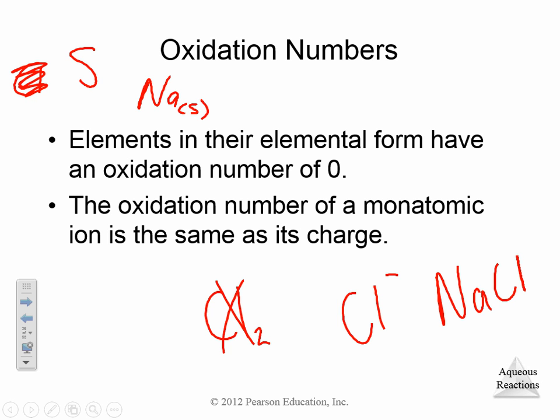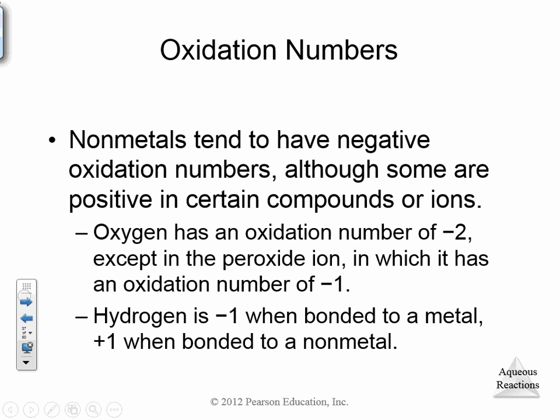So if we did NaCl together, Cl we know has a charge of -1 as a compound, sodium has a charge of +1 as a compound. So its oxidation number for sodium is +1, and the oxidation number for chlorine is -1. A couple more specific rules. Nonmetals tend to have negative oxidation numbers, although it is possible that they sometimes have positives in certain compounds.